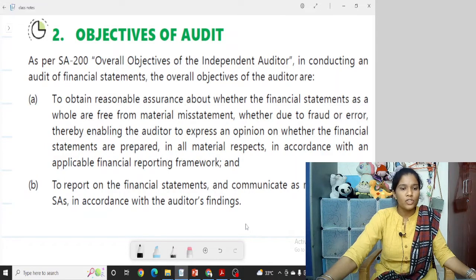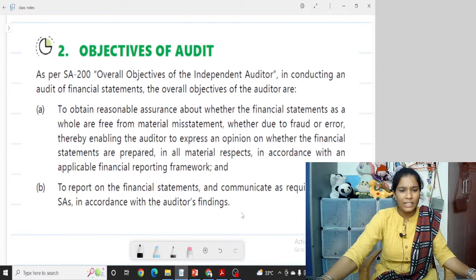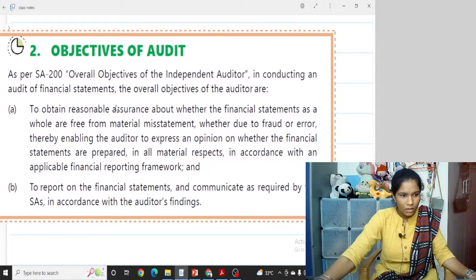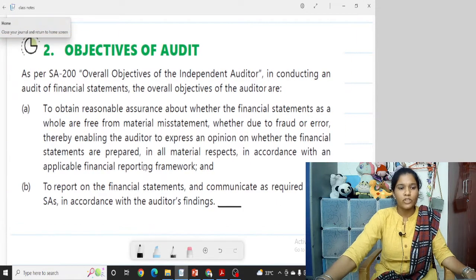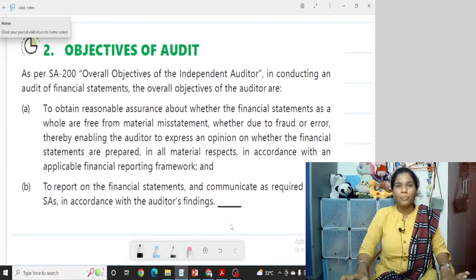So this is your screen, and this tells you the objectives of audit. You can read it here.